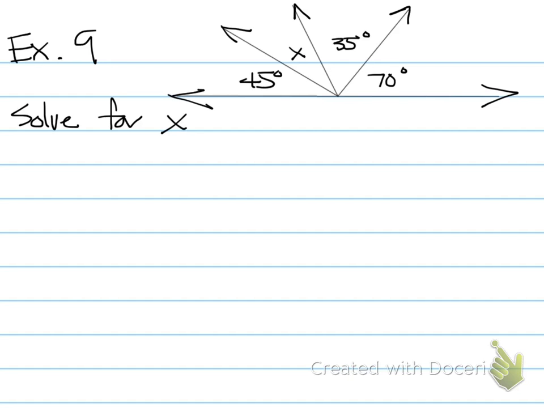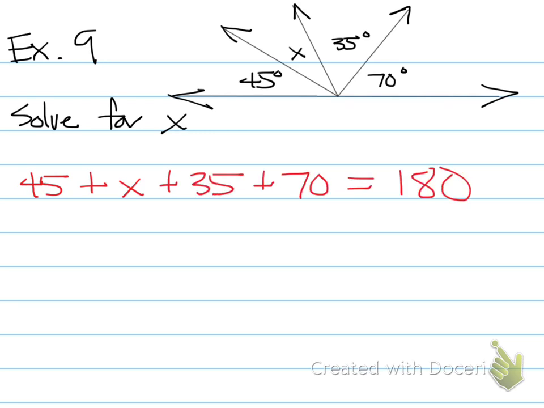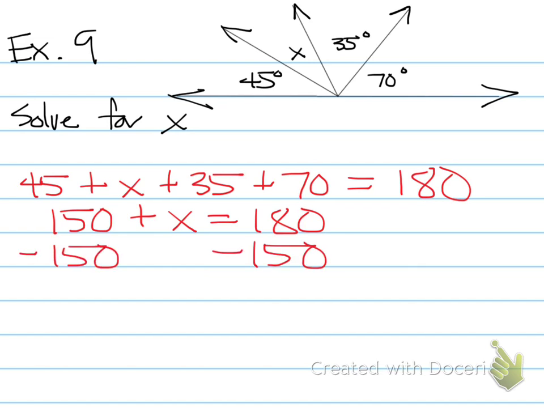For this example, we want to solve for x. Notice that the biggest angle in the figure is that straight angle, which is the sum of the four angles that make up that straight angle. So I'm just going to add up all four of those angles and set them equal to 180. When I combine the like terms, I get 150 plus x equals 180. To solve for x, we need to just subtract 150 from both sides, and x is going to equal 30.